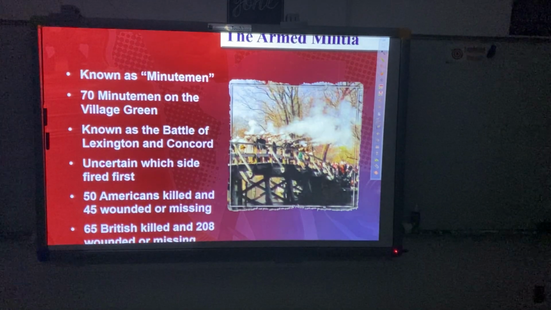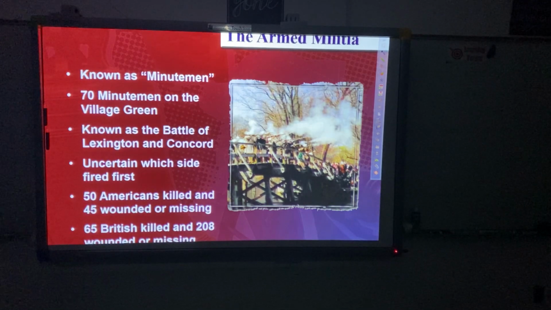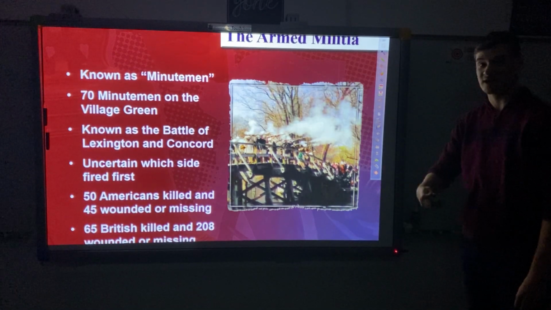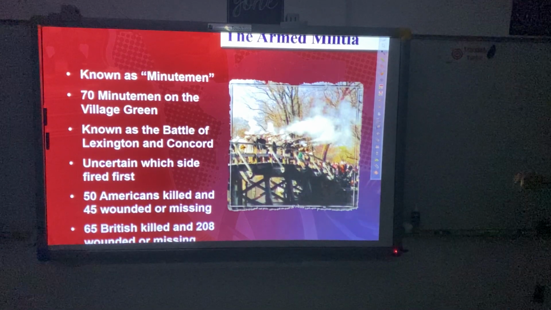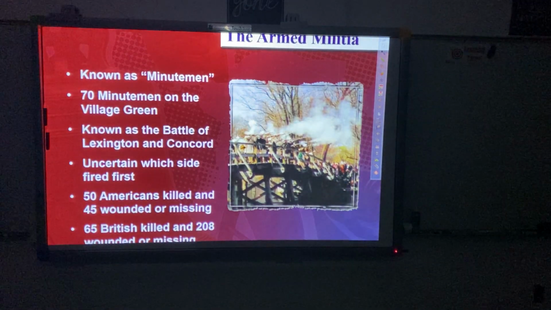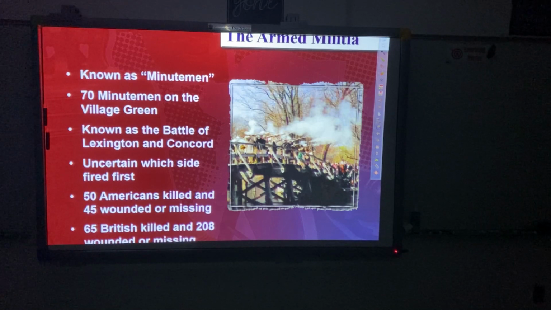It's very uncertain which side shot first, but it really doesn't matter. Once one side shoots, the other side shoots back, and now you have a fight. Now you have a war, now you have a battle. And 65 British are going to be killed, and 208 are going to be missing. So this is going to be the first battle of the Revolutionary War.